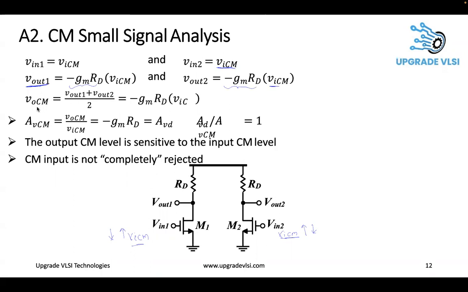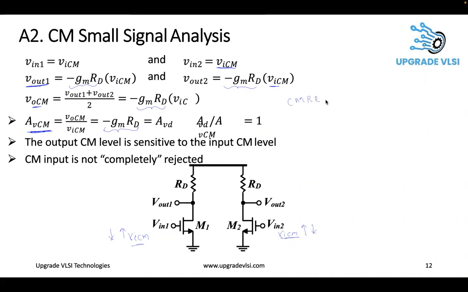And so the V out common mode is defined as V out 1 plus V out 2 by 2. So this is the definition. Here you can see that even the common mode signal is getting amplified, and the gain is the same as that of the CS stage. So if you take the common mode gain ratio, we get it is the same as the CS stage gain. So this is the common mode rejection ratio.